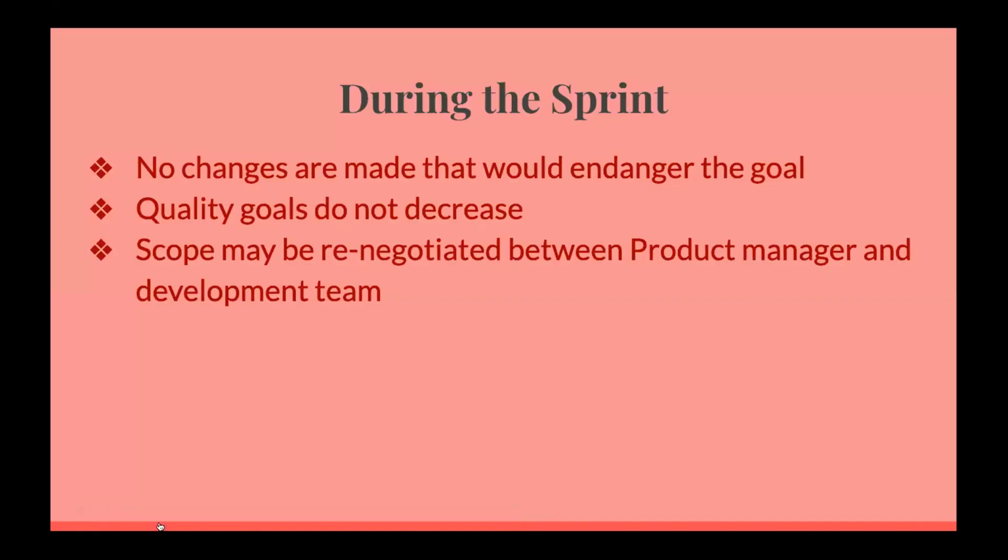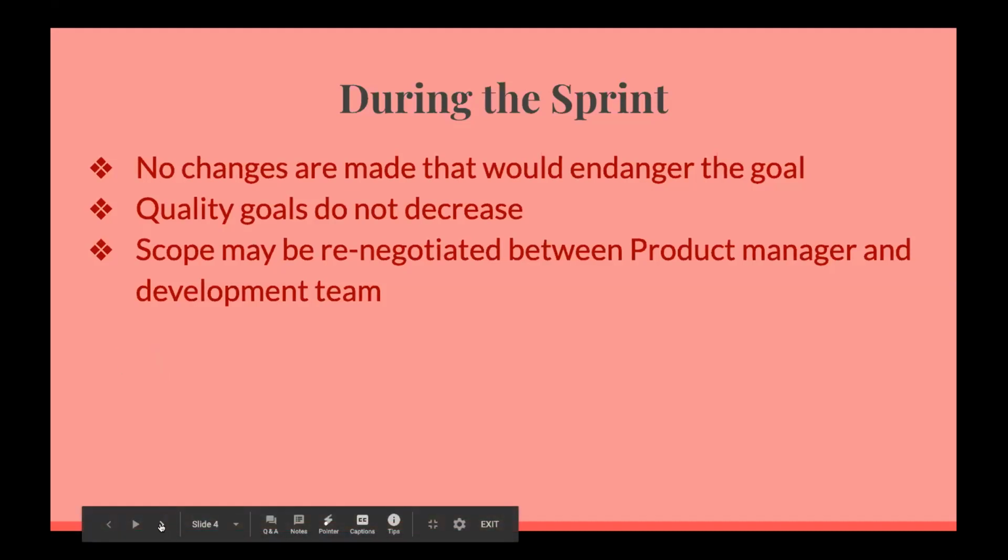Also during the sprint, no changes are made that would endanger the goal, and the quality goals do not decrease. The scope may be renegotiated during the process between the product manager and the development team during the daily scrum.